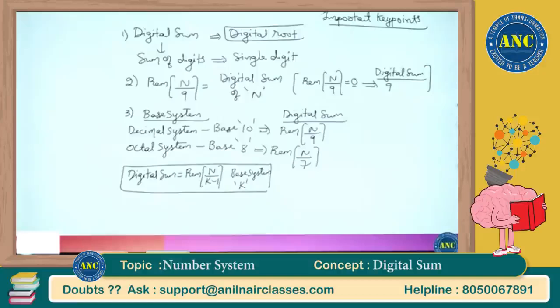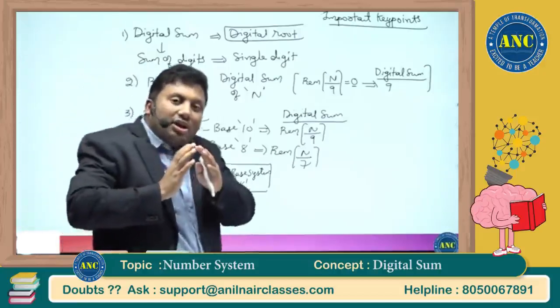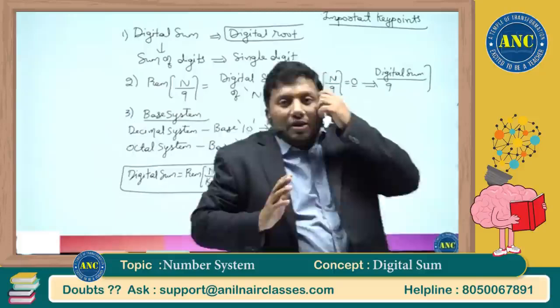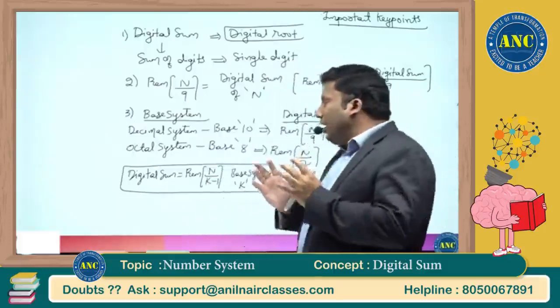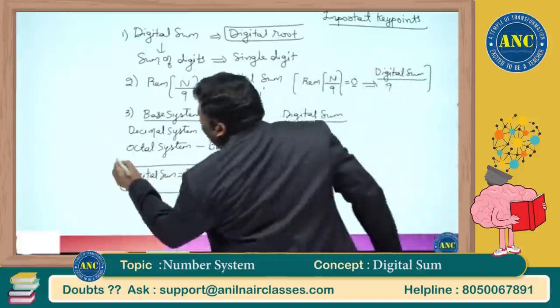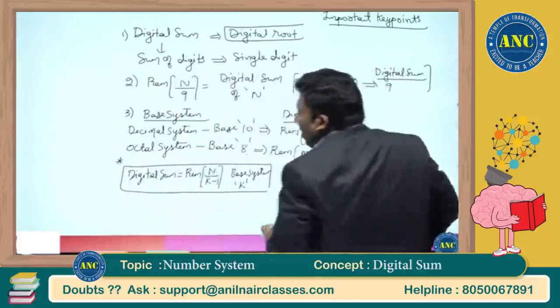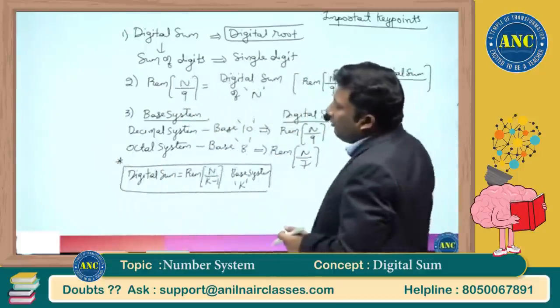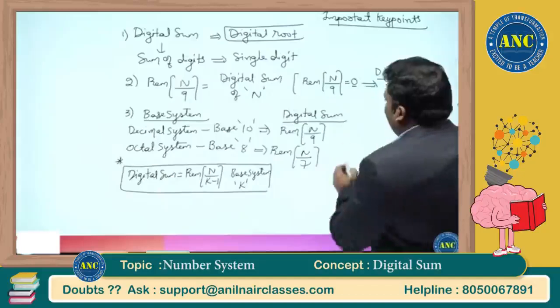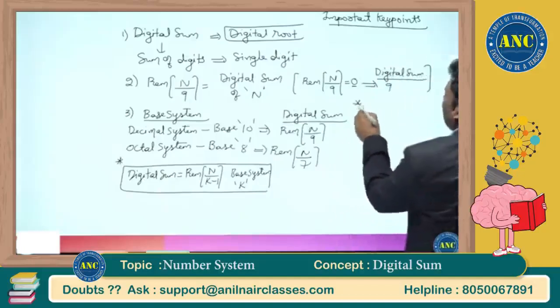I hope the idea is clear. Digital sum does not only hold good for the decimal system. It holds good for any base system. The digital sum of a number in any base system is the remainder when you divide the number by k minus 1.